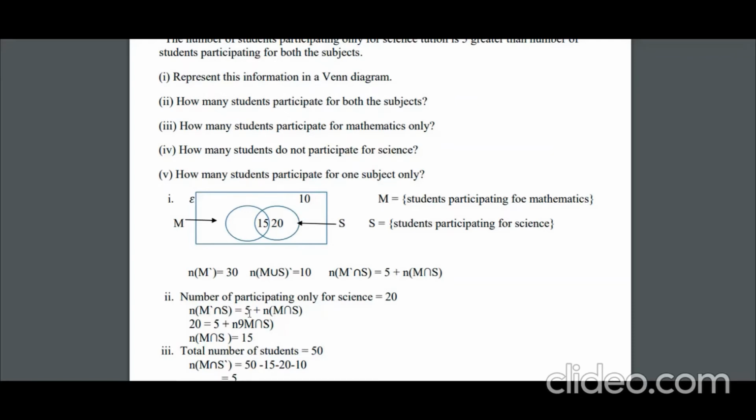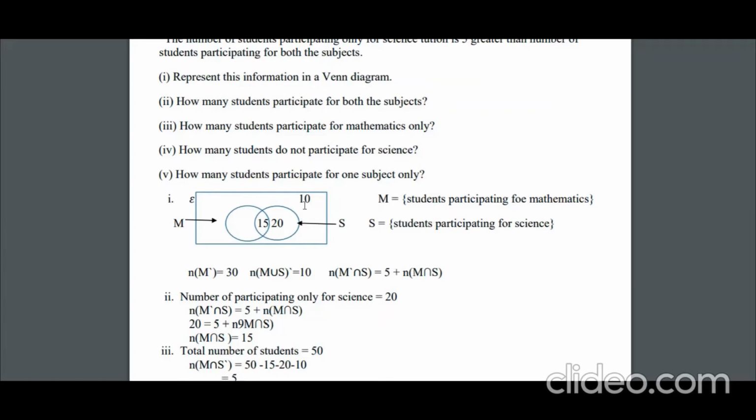So only in science is equal to, we know, 5 plus both. So we know this number as 20 because we found it. And then 5, so sorry, this is a small printing mistake. So this is the number of students participating for both, and thus we can say this is 15. Then how many students participate for maths only?